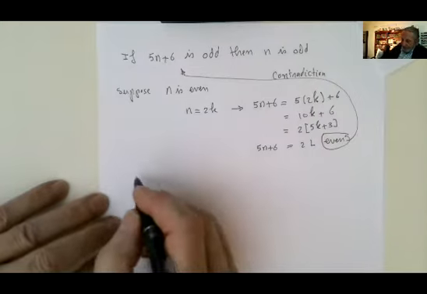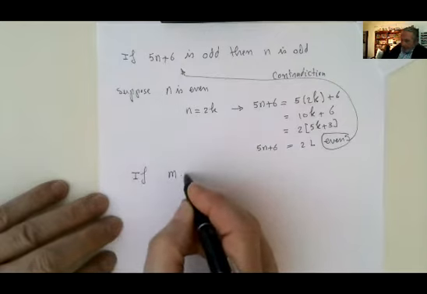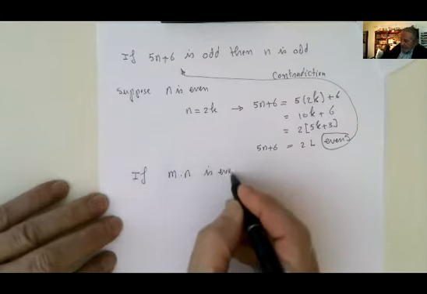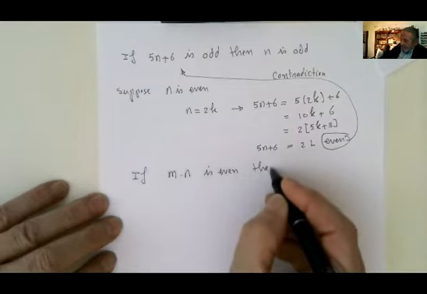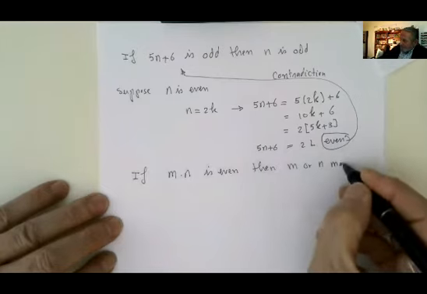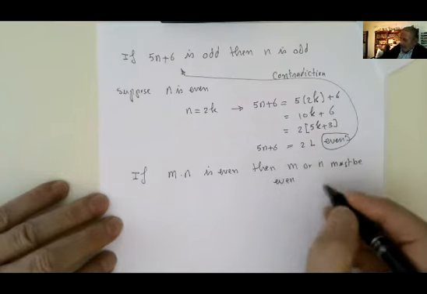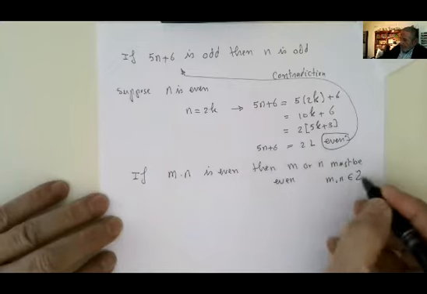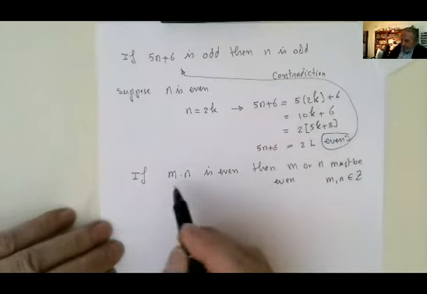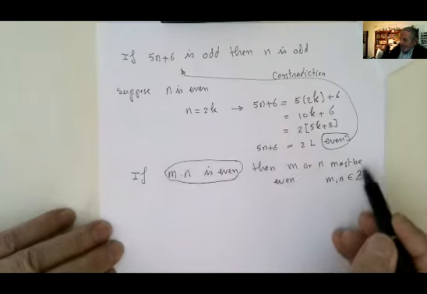Let's take another example. If m times n is even, then m or n must be even. m and n are integers. So what is my assumption? My assumption is mn is even. I have that. And I need to prove that m or n must be even.